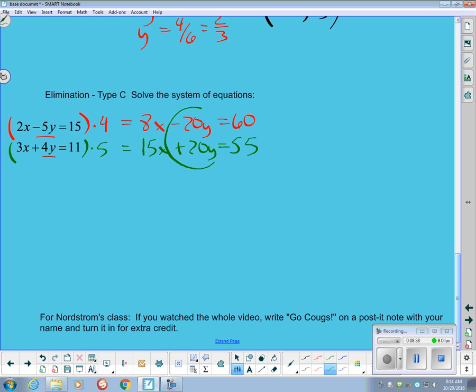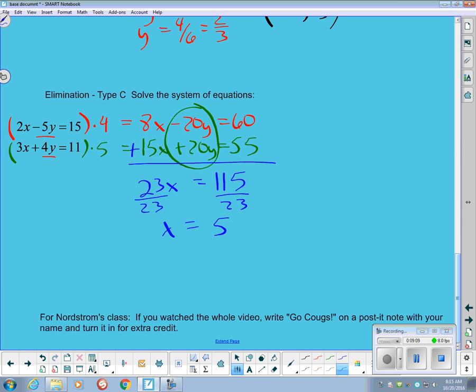And now I have these pieces matching up, so I can add these two equations together. That will give me 23x is equal to 115. And if I divide both sides by 23, I get x is equal to 5.